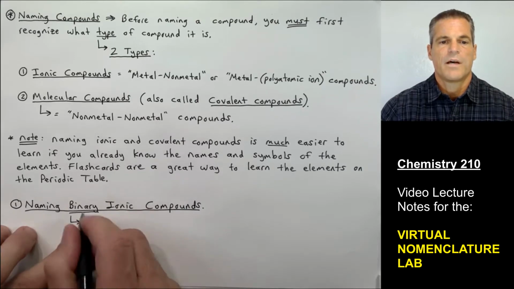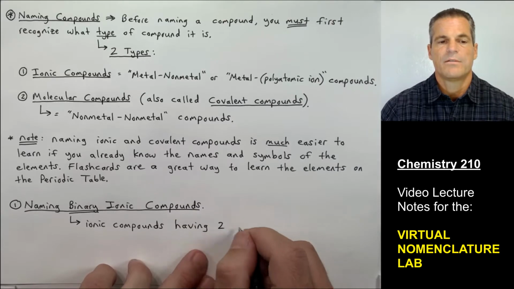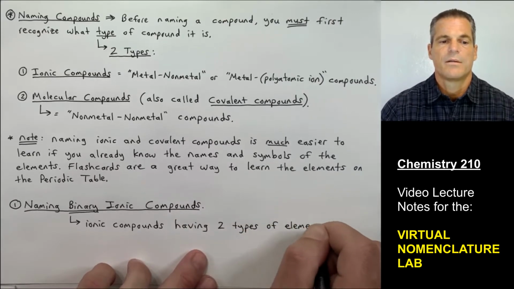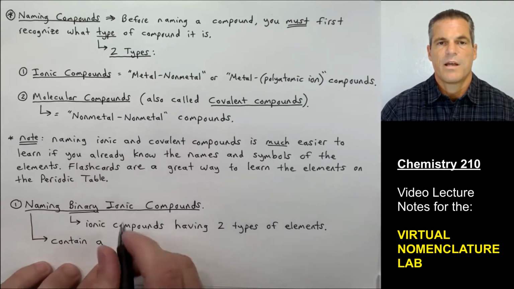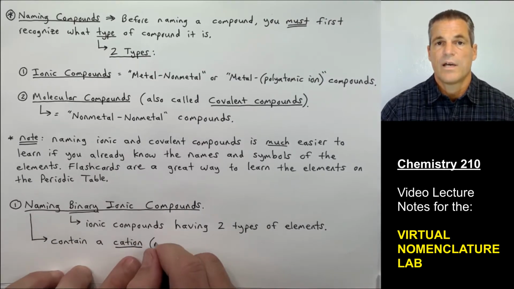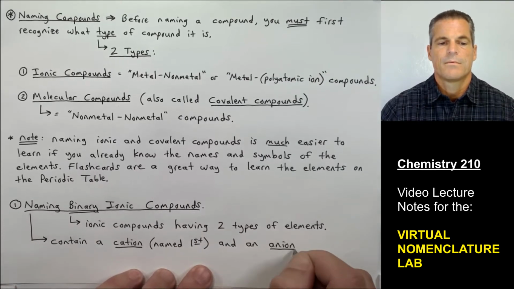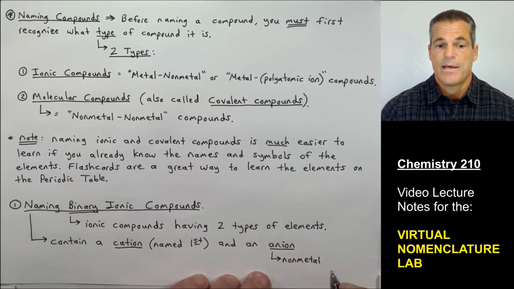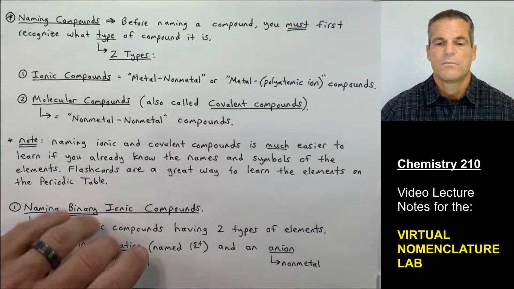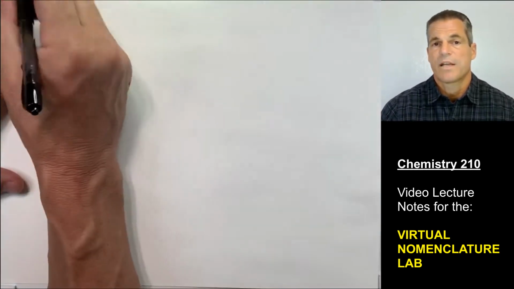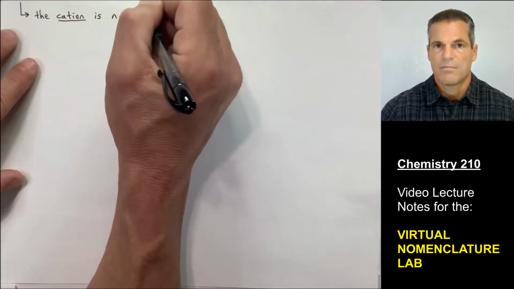Alright, so number 1 at the top of the page was ionic compounds. So let's dive deeper into number 1, ionic compounds. Naming binary ionic compounds. These are ionic compounds that have 2 types of elements, binary. Ionic compounds contain a cation, which is named first, and an anion, which is named second, of course, and the cation is a metal, and the anion is a nonmetal.